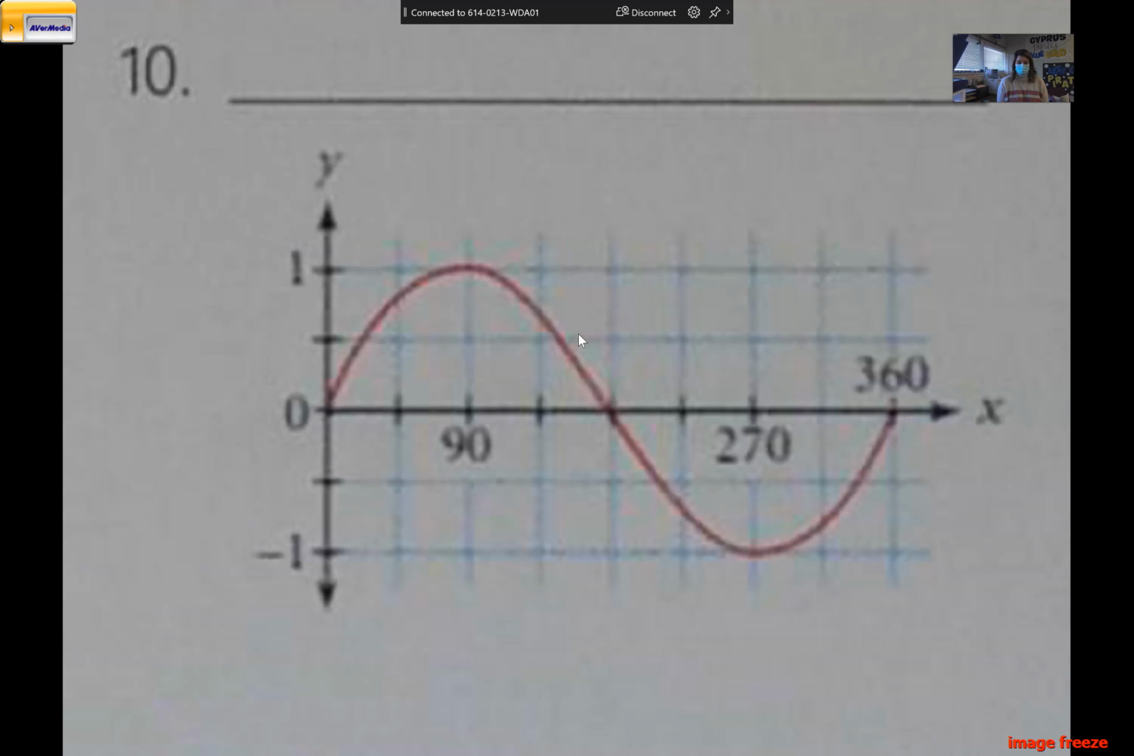Ten, five, three, two, one. Square bracket 0 to 360. Okay, next up.